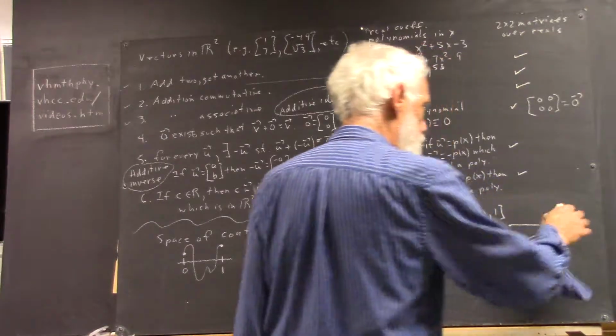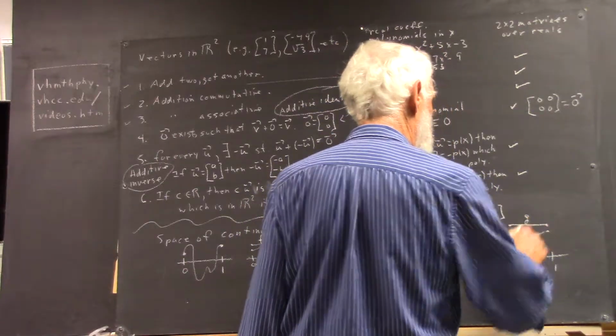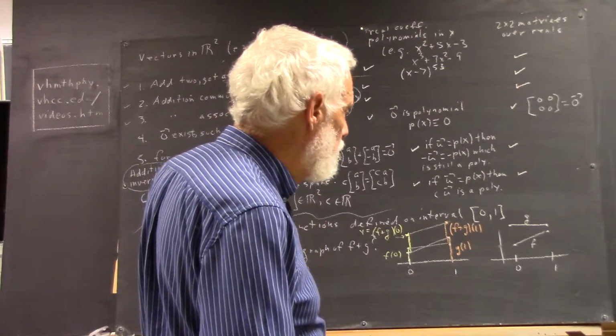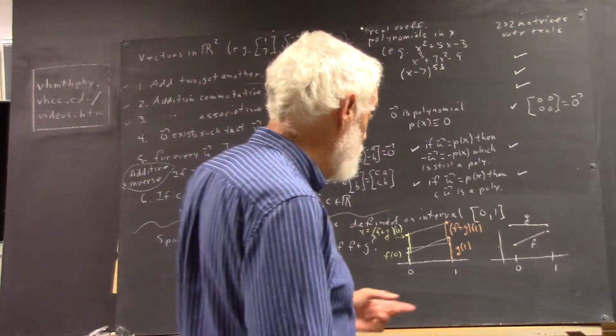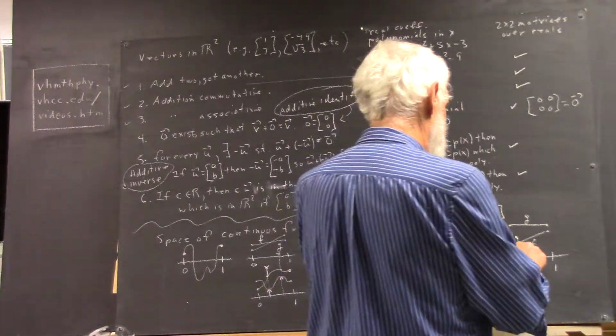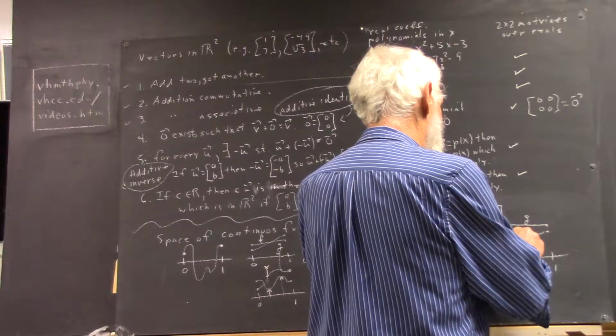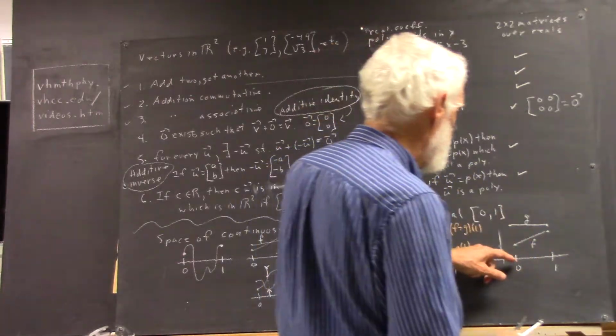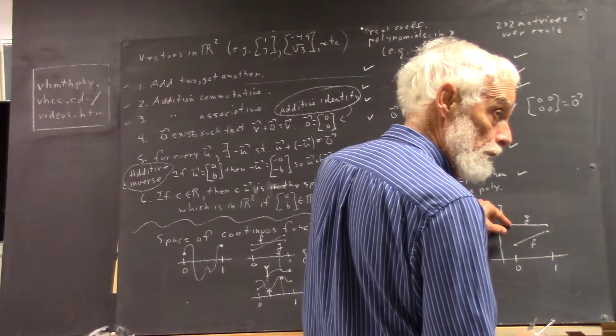In this case, the g function goes down slightly. Okay, how would I add these two functions? Well, my value of f of 0 is just this distance. My value of g of 0 is from here up to here.